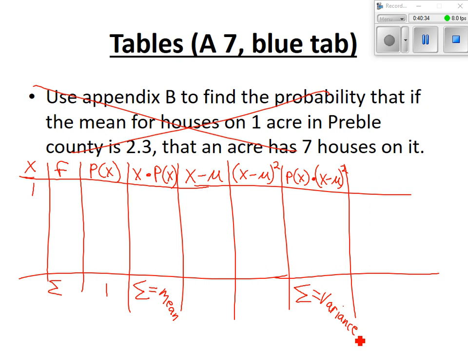What do we do to find the standard deviation? Take the square root. So the standard deviation equals the square root of the variance. So once you find the variance, you just take the square root of it. So that's this chart.